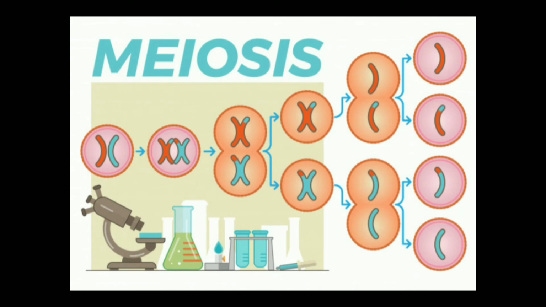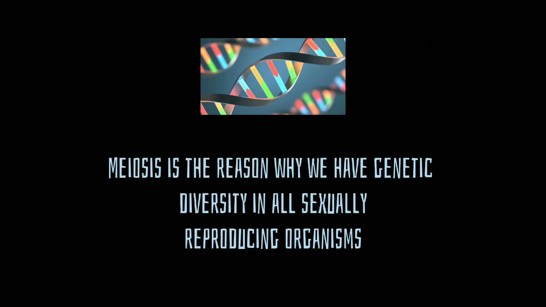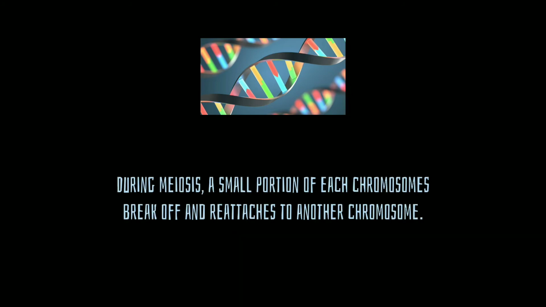Meiosis is the other main way cells divide. Meiosis is a cell division that creates sex cells like female egg or male sperm cells. In meiosis, each new cell contains a unique set of genetic information. After meiosis, the sperm and egg cells can join to create a new organism. Meiosis is the reason why we have genetic diversity in all sexually reproducing organisms.